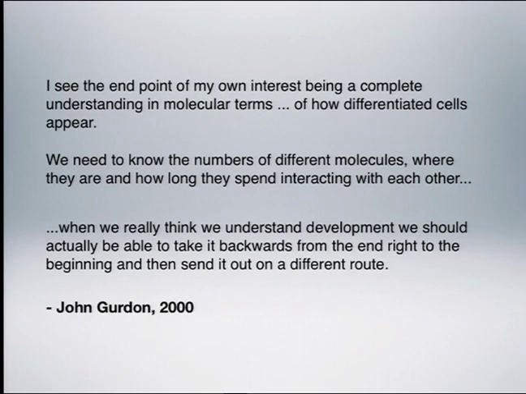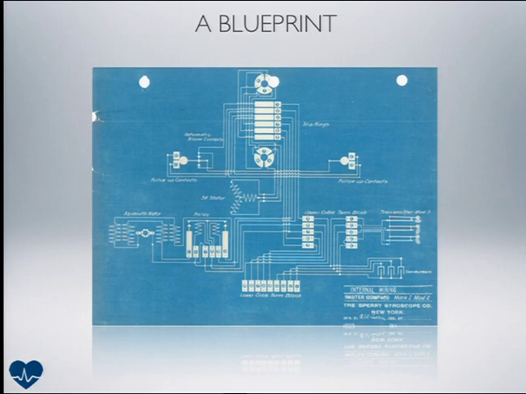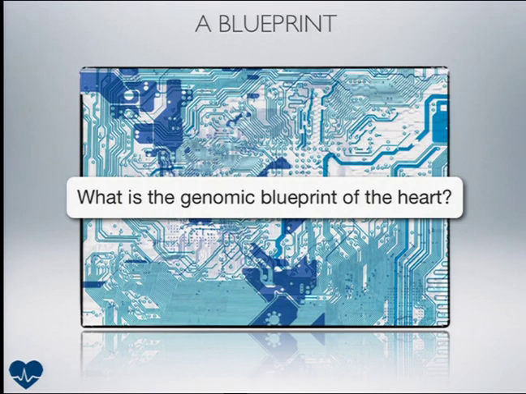So, really, what this quote illustrates is the need to understand the genomic circuitry of a cell in a complete way. And I like to think of this as understanding the blueprint, the genomic blueprint of the cell. So this is a blueprint of a gyroscope from 1913. And if you want to build a gyroscope or if you want to fix a broken gyroscope that you might have hanging around, you would need a blueprint. And of course, this is a relatively simple blueprint. There are a lot more complicated blueprints, and a cell is a very complicated thing. And so we ask the simplistic question, what is the genomic blueprint of the heart?